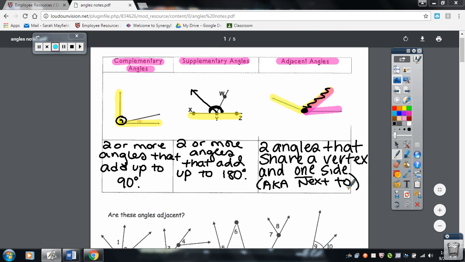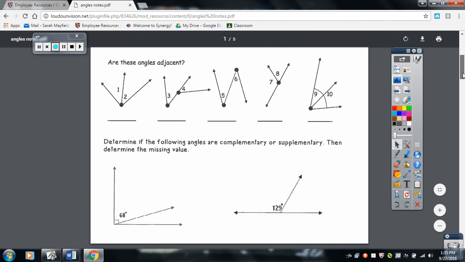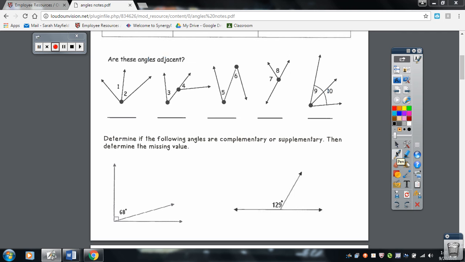All right? So if I erase this and scroll down and look at these examples, let's check it out. I want to know, are these adjacent? So angle 1 and angle 2. So angle 1, angle 2, they share the same vertex and they share a side. So yes, they are adjacent. If you look at the next one, angle 3 and angle 4. Notice they do not share a vertex, so no. I'll even write they don't share a vertex.